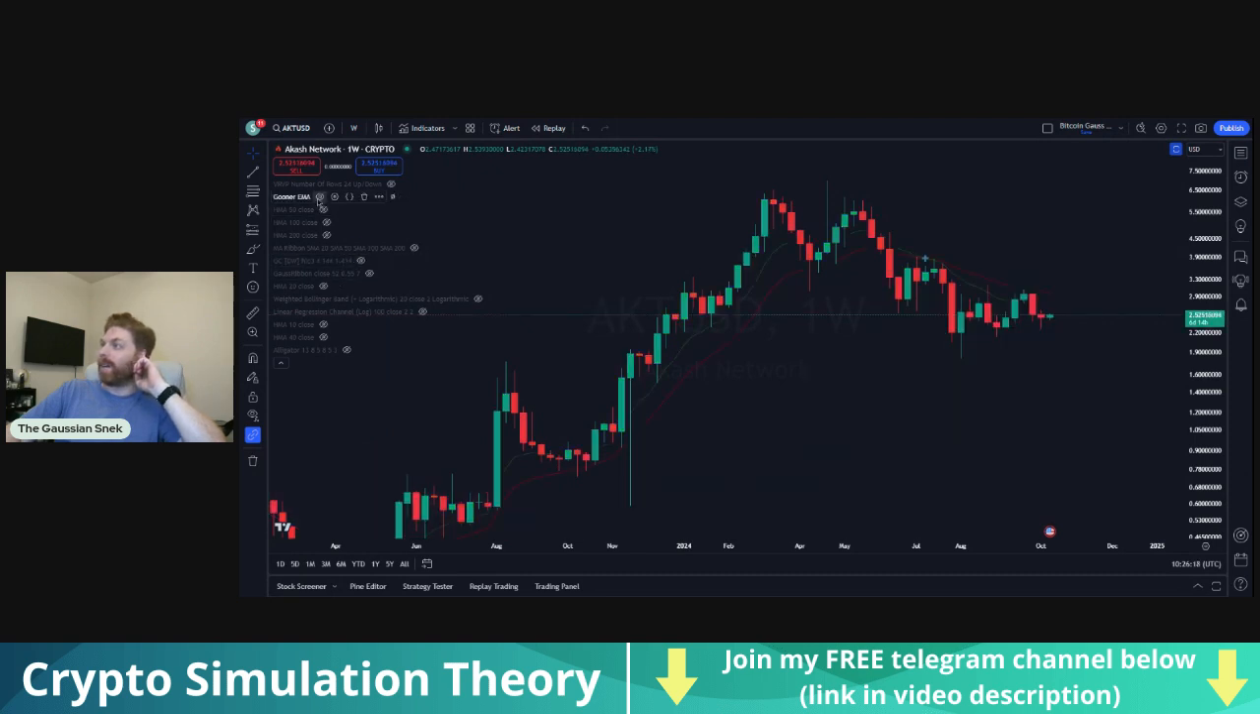Gunner EMA, yeah, getting rejected. That's not good. Bear market resistance band still intact. I'm going to say no. I would look at this double top too. Yeah, no, stay away. I would not put this in my portfolio right now.